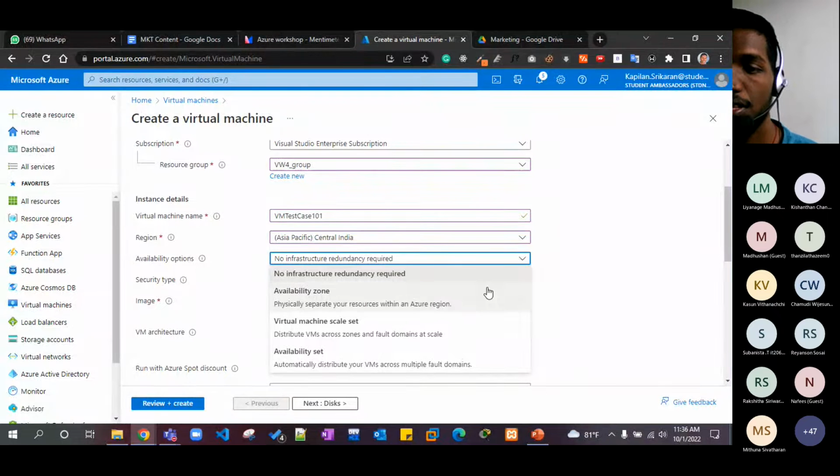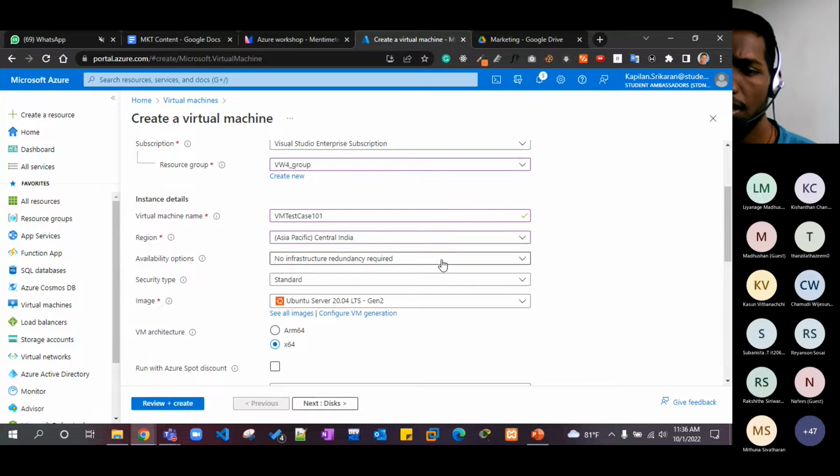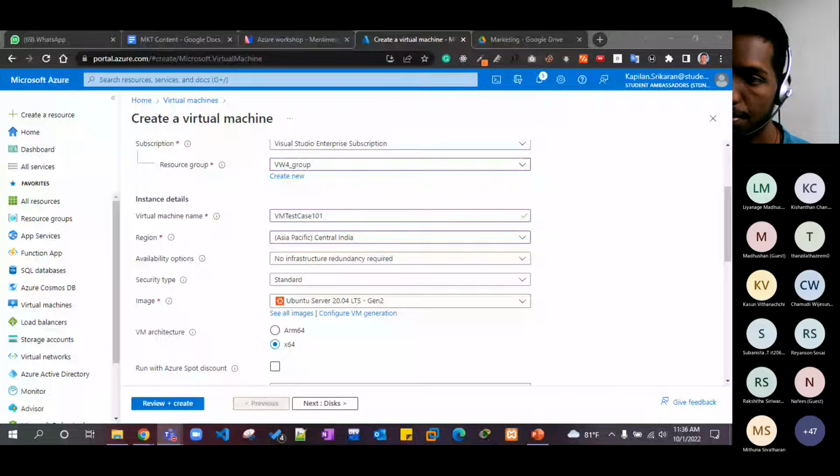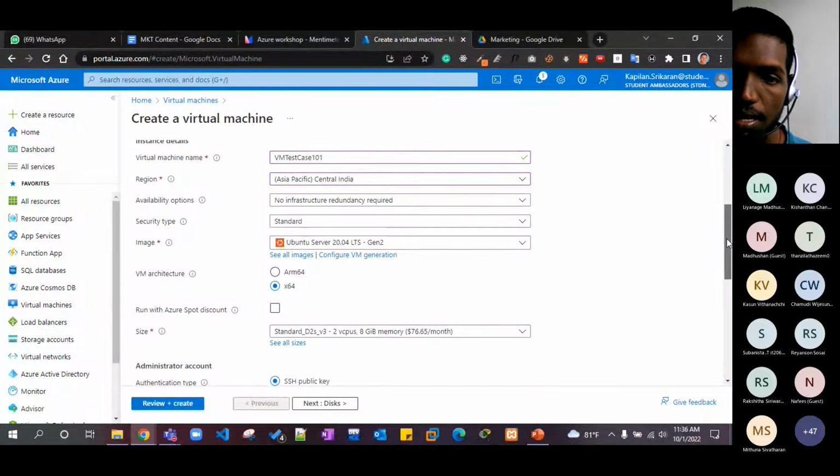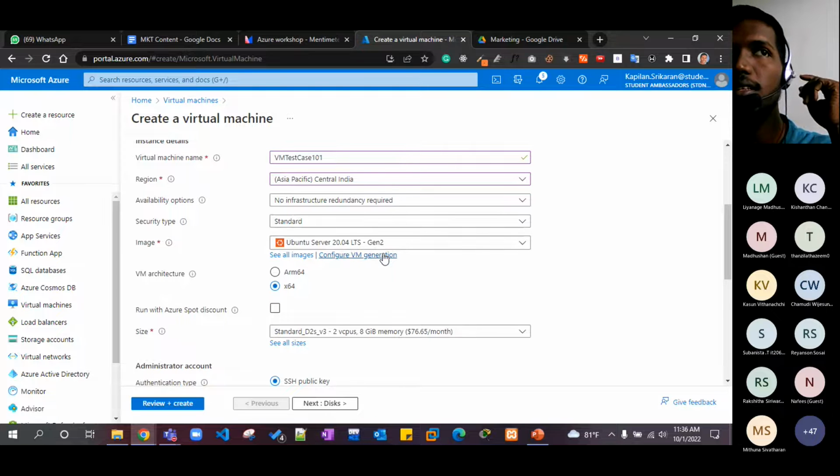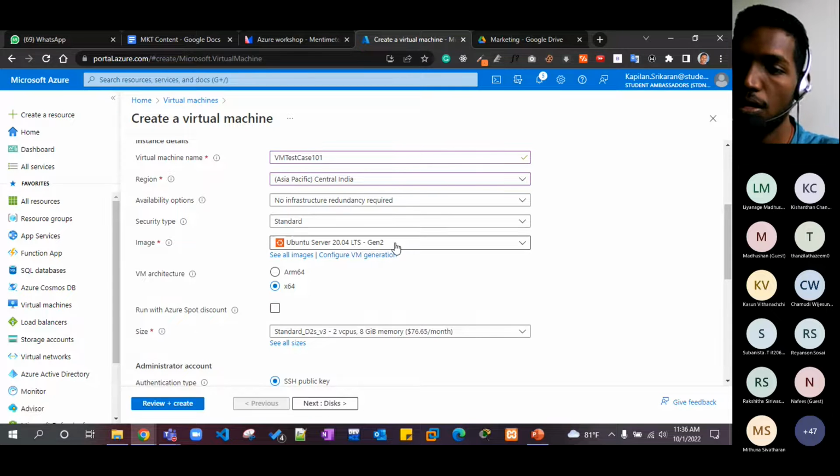And the availability options are a kind of backup plan. If you want to back up the data or resources you might have in the future, I just leave it as the default. The security type is standard. And here the image: the image is the operating system.